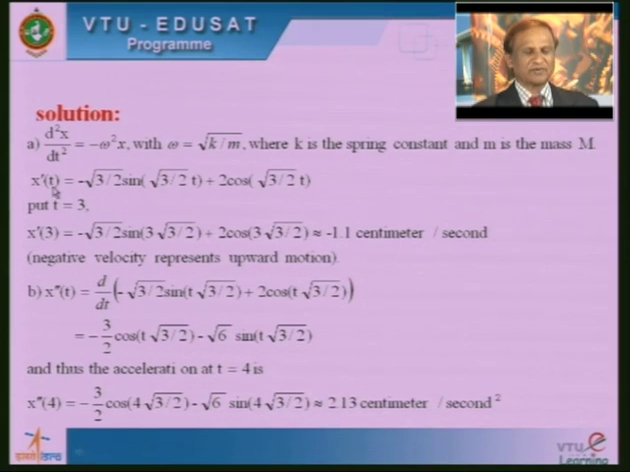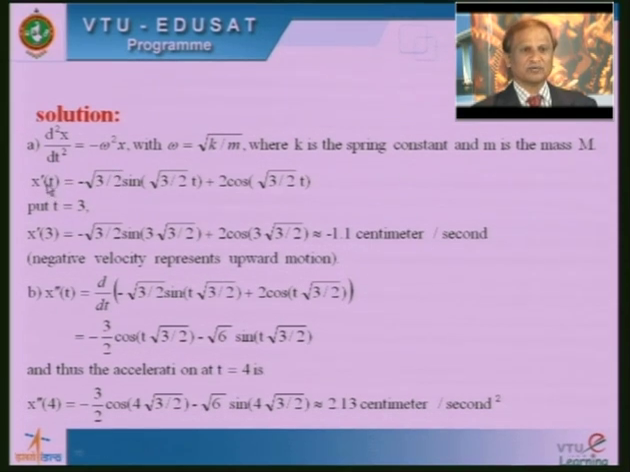Now you can obtain the derivative of the solution. Just now we have obtained the solution, you can obtain the derivative of that function. I hope you will get x prime of t is equal to minus square root of 3 by 2 into sine of (square root of 3 by 2)t plus 2 times cos of (square root of 3 by 2)t. Is it clear? You can replace t by 3 in this equation.